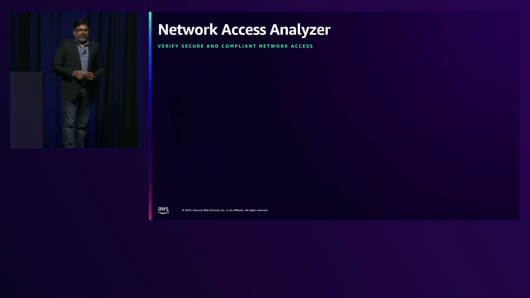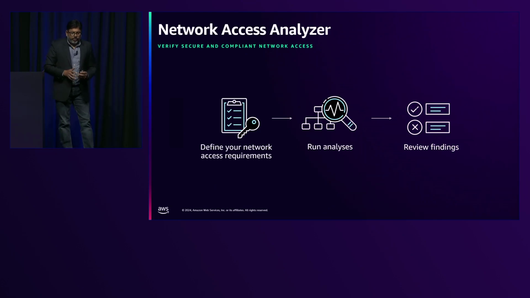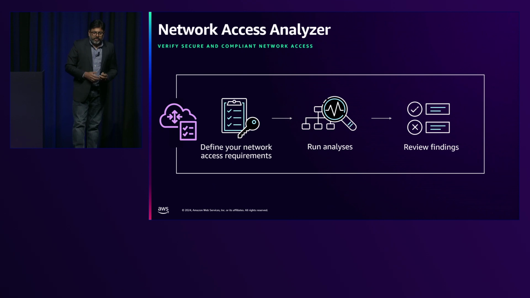Okay, so we talked about VPC Reachability Analyzer, which gives you the capability to perform point-to-point connectivity testing. What if you want to perform a detailed analysis on your network? You want to understand all the possible paths going outwards from inside your VPC, or all the possible paths coming into your VPC. For that, you can use Network Access Analyzer. With Network Access Analyzer, you can define your network access requirements, run the analysis, identify any network paths that do not meet your requirements, and take actions from there.